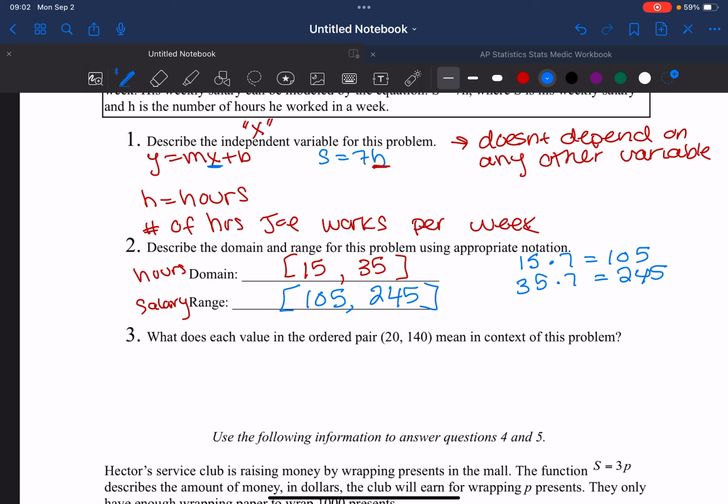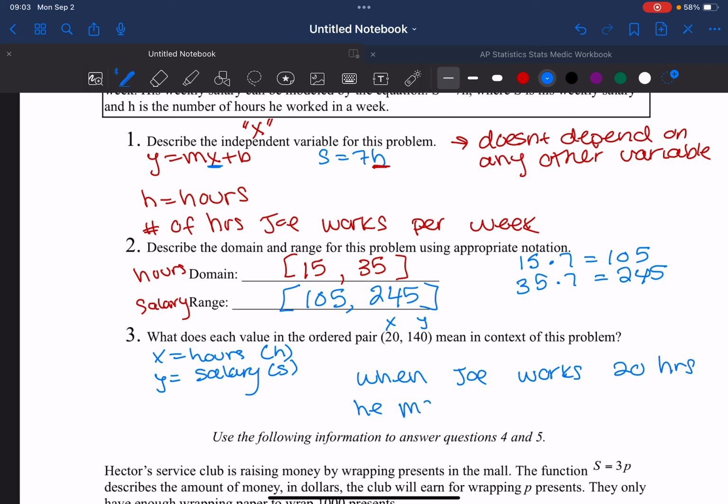Now it gives us an ordered pair of 20, 140. And we have to determine what this means in context to the problem. So 20 is our X value, 140 is our Y value. We know our X value is the same as saying our hours, our H, and our Y value is our salary, which is S. So 20 is the hours he works, and 140 is the amount he makes. So when Joe works 20 hours, he makes $140.